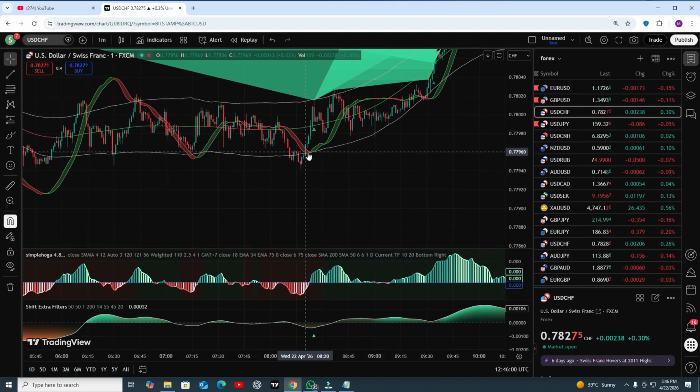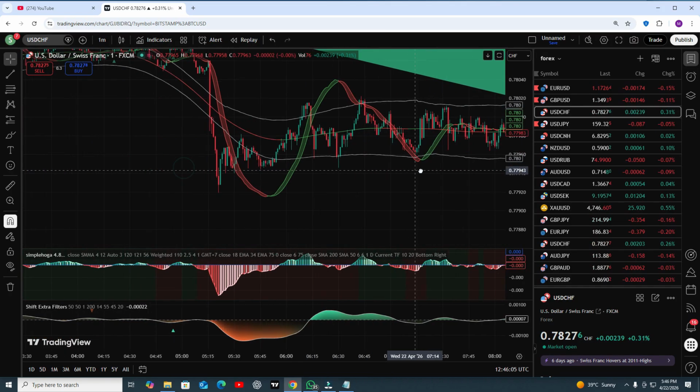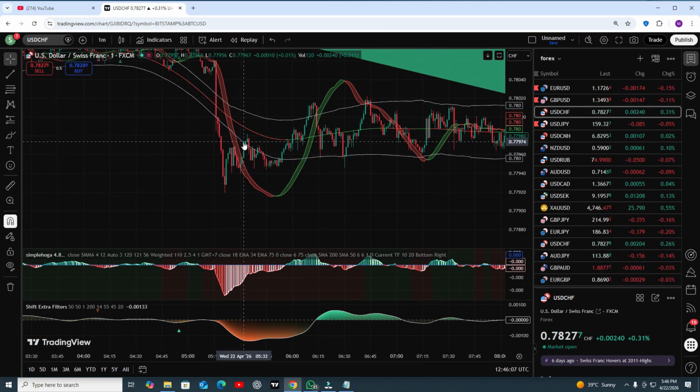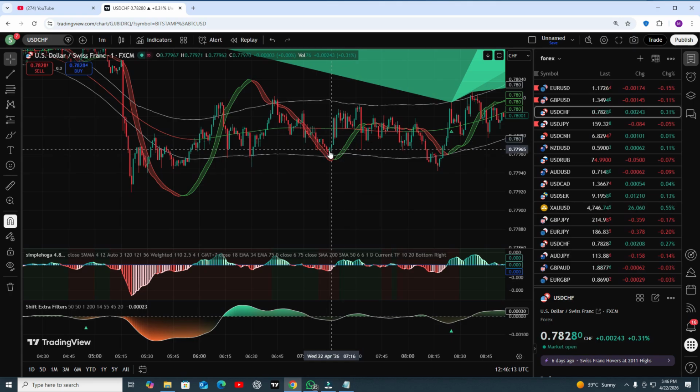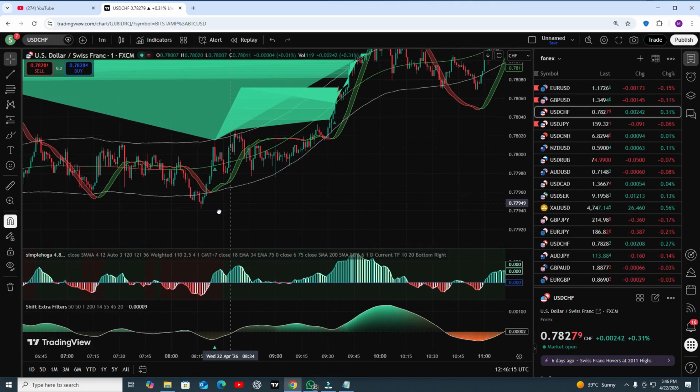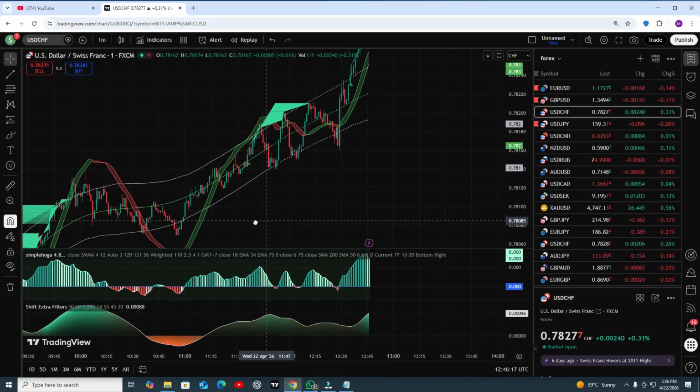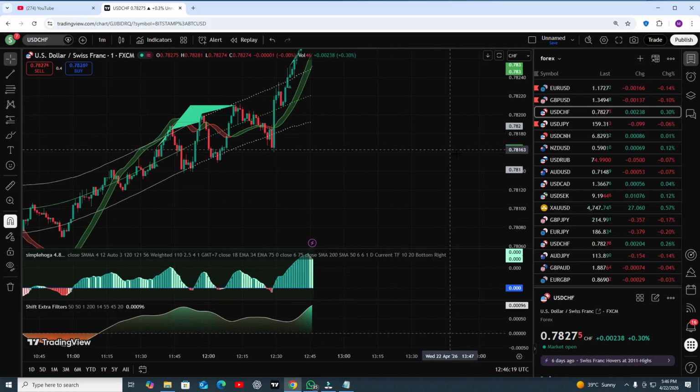Like here, RSI, so this is your perfect buy position, so you can trade. You can close your trade and open the trade, like here, this one. Like this one, buy trades, only buy trades, and you can see it's working awesome.